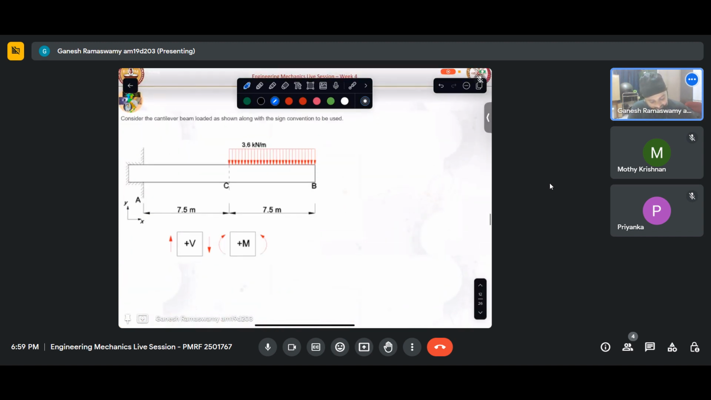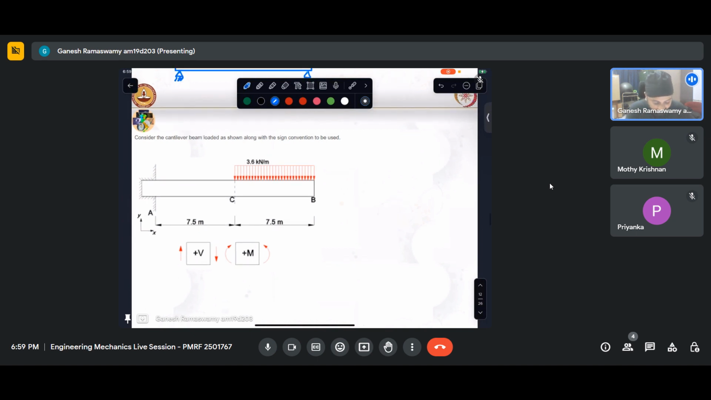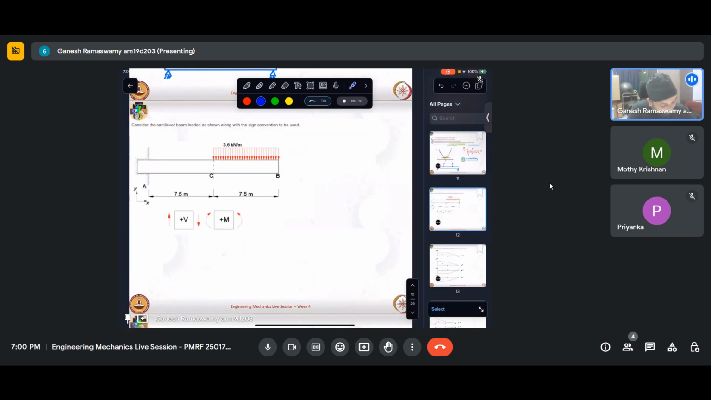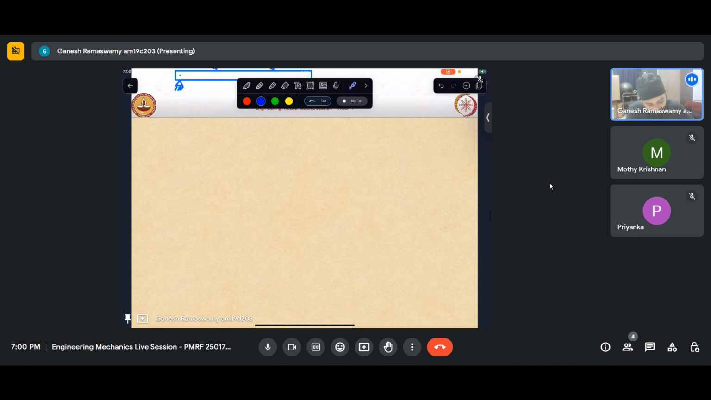Okay, so this problem says, consider the cantilever beam loaded as shown, along with the sign convention to be used. Now we have been given a distributed force here. Before that, I just want to brief about distributed forces. I'll just add a small brief so that it becomes clear.